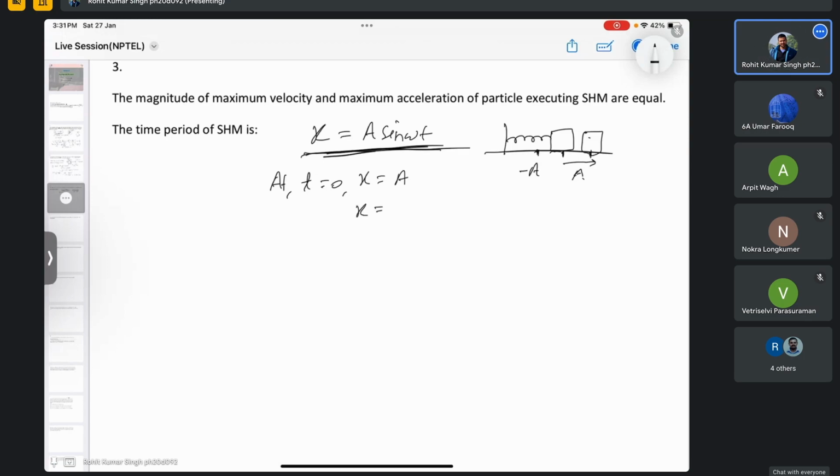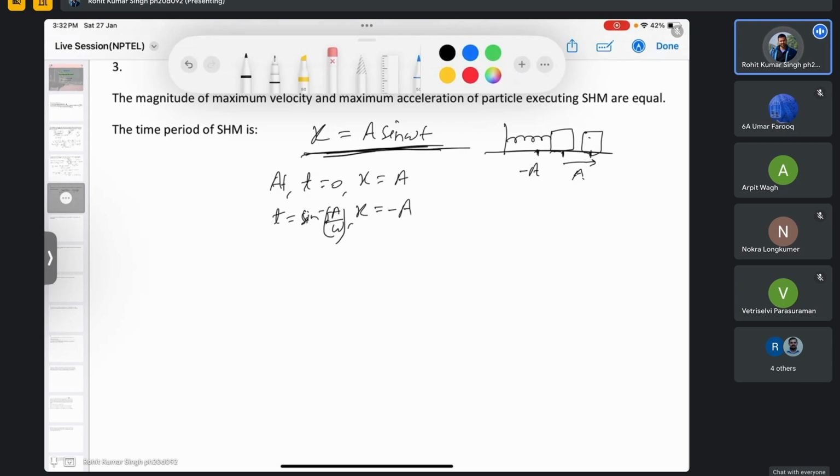So at time equal to sine inverse, a by omega, x equal to minus a, right? Sorry, 2a, because this is the 2. So you get the idea what SHM is, right?